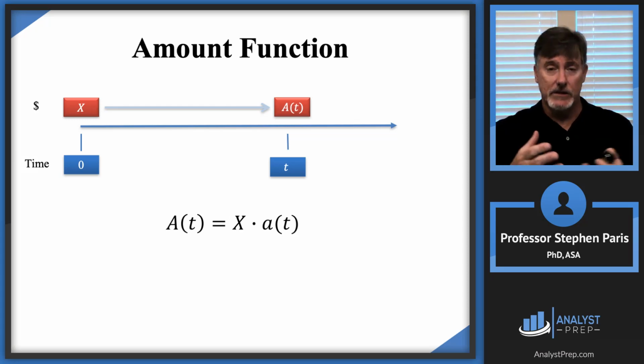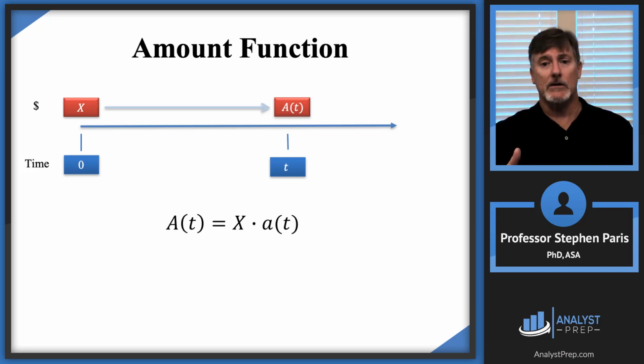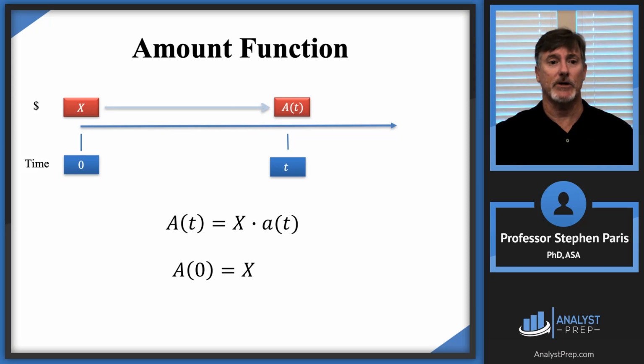The expression that would define cap A of t would be cap X times the accumulation function a of t. So cap A of t, the amount function, would just be cap X, the amount invested at time zero, times the accumulation function a of t. Once again, the only thing that I know about this amount function is that the amount function evaluated at time zero is cap X, because by definition, cap X is the amount that I have at time zero.